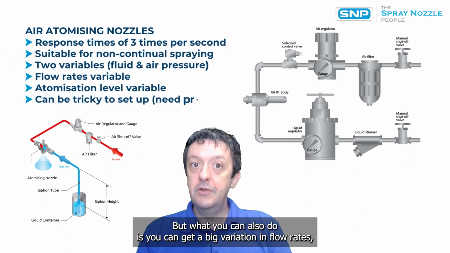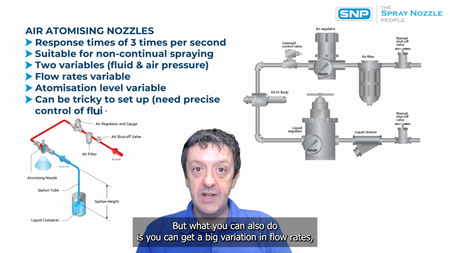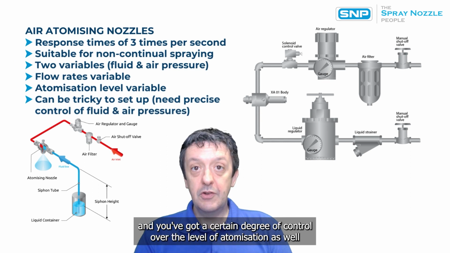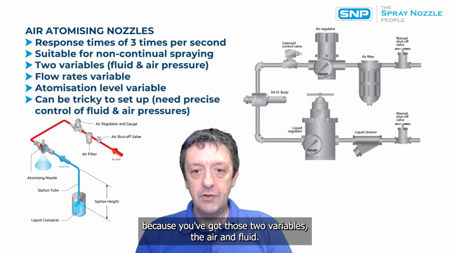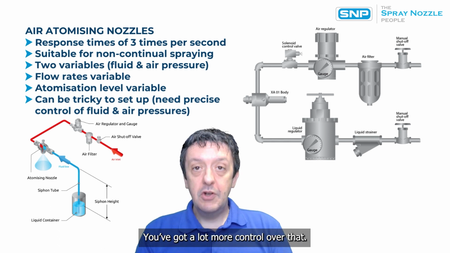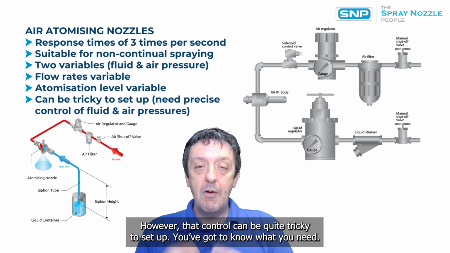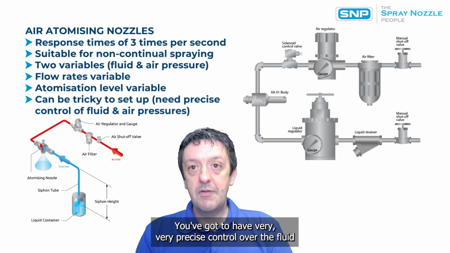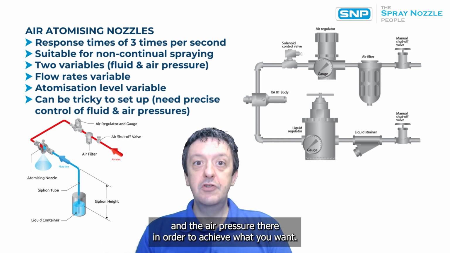But what you can also do is you can get a big variation in flow rates, and you've got a certain degree of control over the level of atomization as well, because you've got those 2 variables, the air and the fluid. If you know what you're doing, you can get a lot of different spray types out of a single nozzle setup. You've got a lot more control over that. However, that control can be quite tricky to set up. You've got to know what you're doing, and you've got to have very, very precise control over the fluid and the air pressure there in order to achieve what you want.